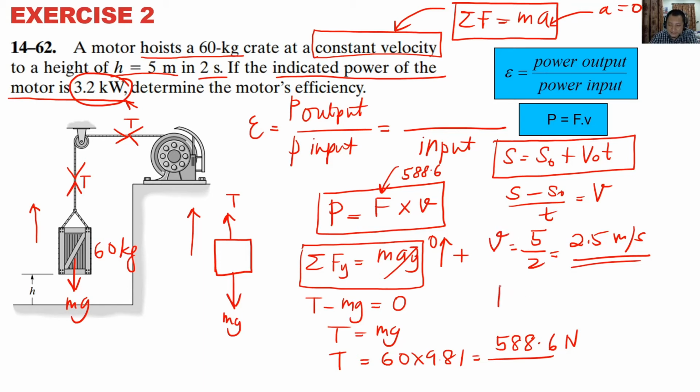So power, 588.6 times 2.5. So what do you get? 1471.5. This is what's required lah. Not Newton, right? It's watt. 1471.5. So now you can solve it. But you gotta make some more room. Where do we make some room? Let's do it here.